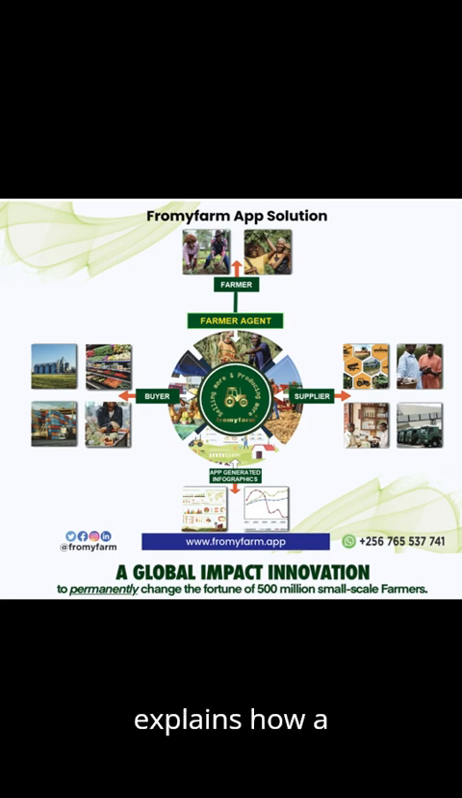This video explains how a buyer uses From My Farm app to bid for produce and buy from suppliers. It is very important to note, as a buyer on From My Farm app, that when you make a bid and a farmer accepts your bid at a given price, you are not legally bound to pay at that price.